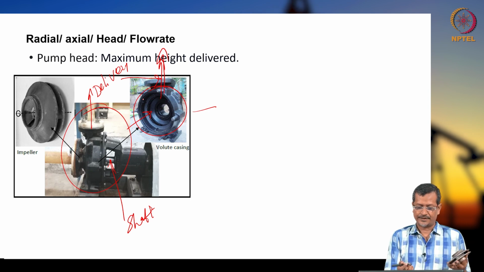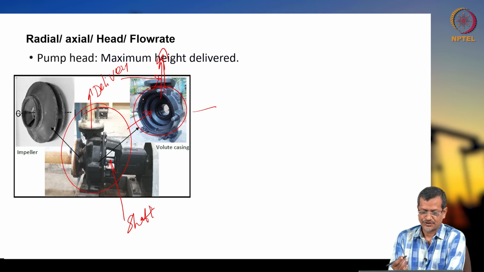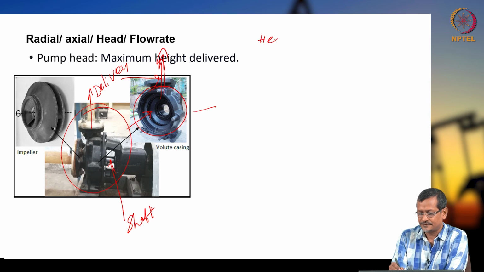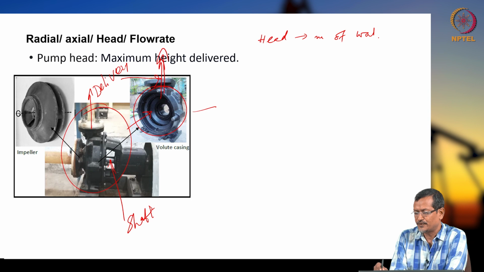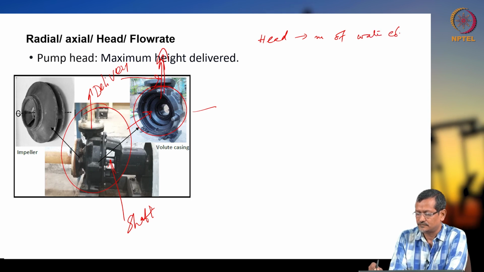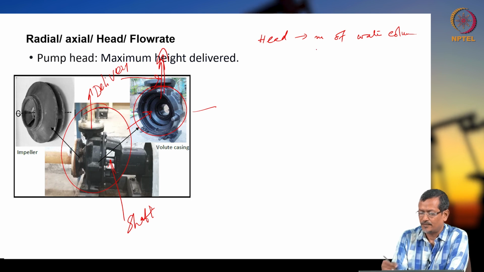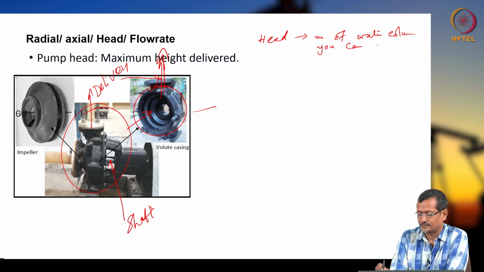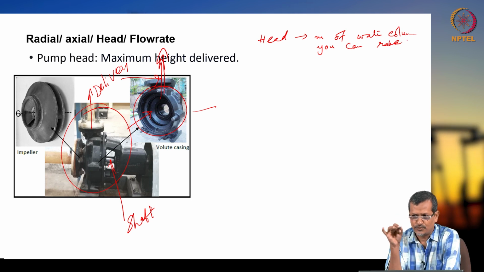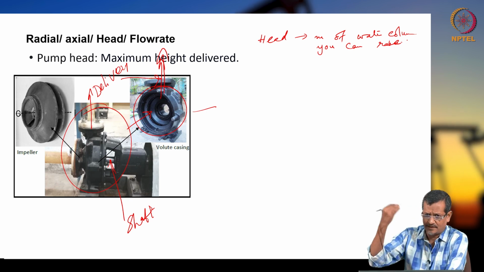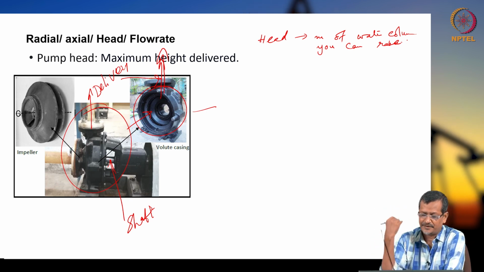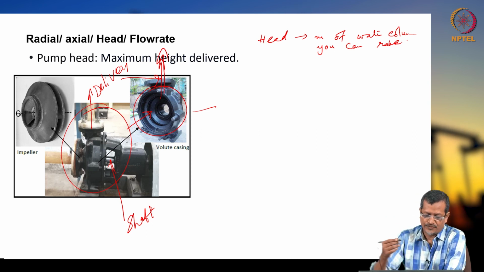Radial, axial. Okay. Now I'll explain what is radial, what is axial. Head, actually, it is meter of water column, how much water column you can raise. Normally we do not say in terms of pressure, we say how much water column height it can lift, so it will be easy to compare. Okay. Then radial flow, this is a radial flow impeller.